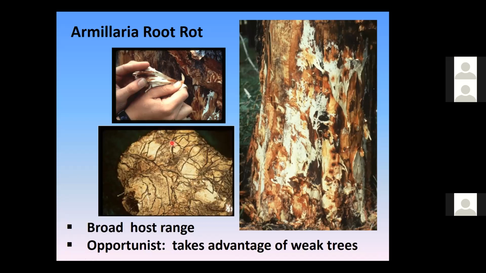And they also make these black, kind of root-like structures in the decayed wood. Some people call this the shoestring fungus. And it also makes mushrooms that pop up out of the ground in big bunches. They're kind of an amber brown color. And so this Armillaria, I put on here opportunist, okay?